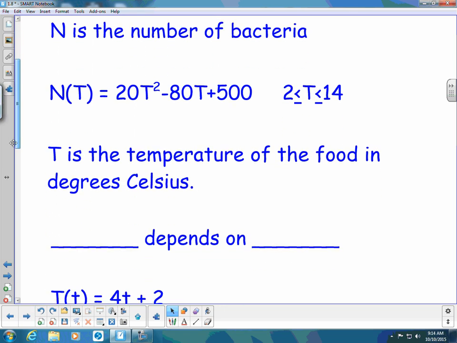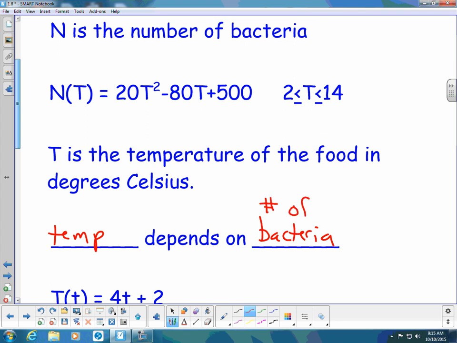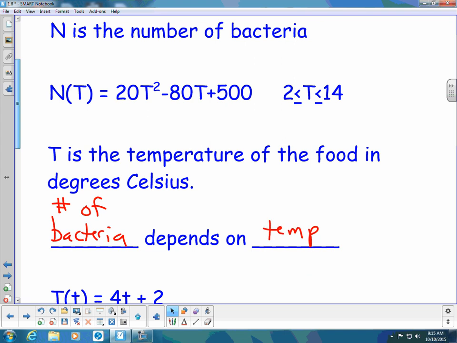So capital T is the temperature of the food in degrees Celsius. And so what depends on what? Well, is it that the temperature of the food depends on the number of bacteria, or is it the other way around? I would think you would tell me that the number of bacteria depends on the temperature. So that means that the temperature is the independent variable, and the number of bacteria would be the dependent variable.